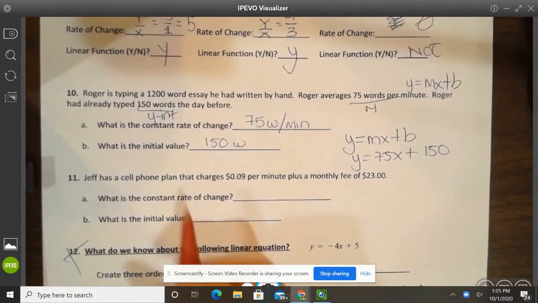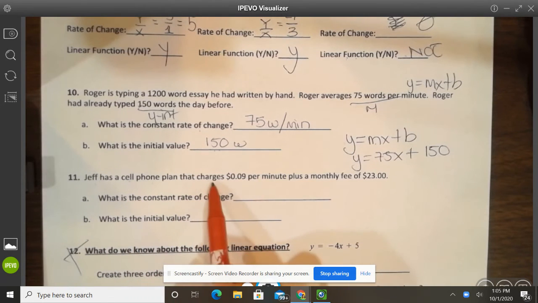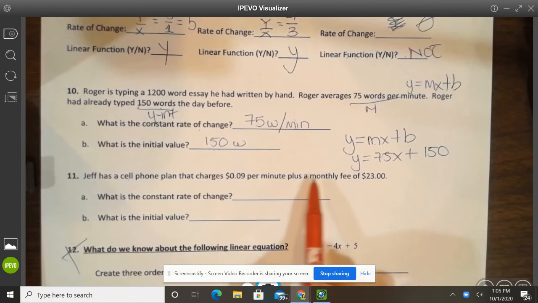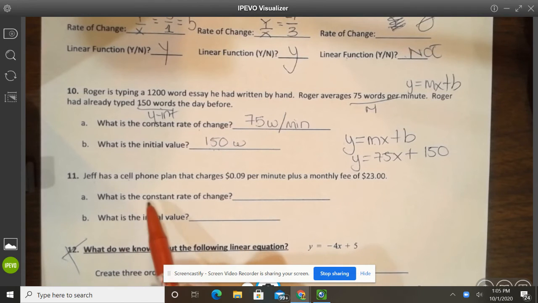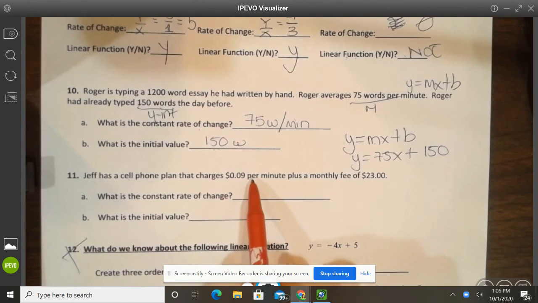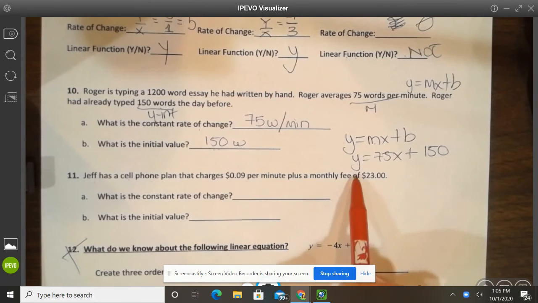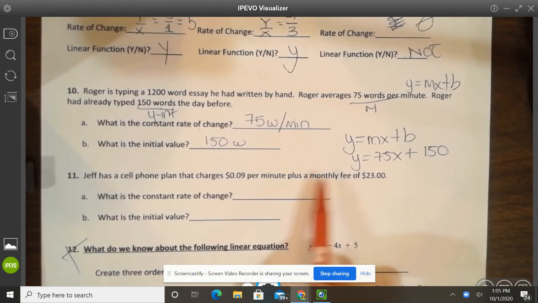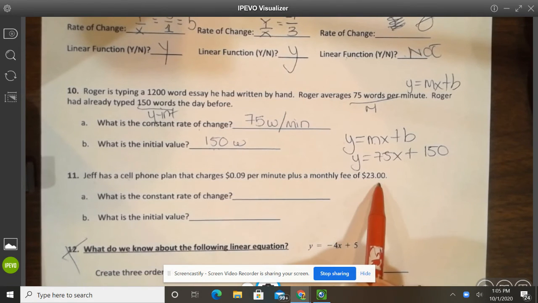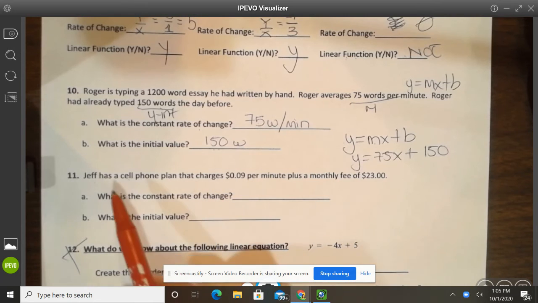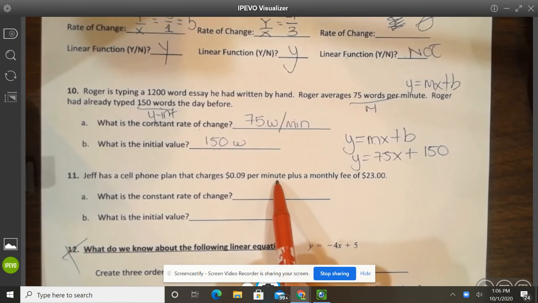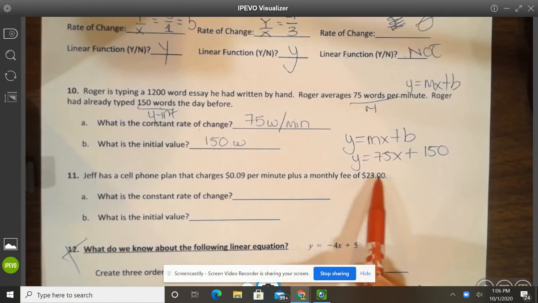Okay, let's do another one just in case. So it says Jeff has a cell phone plan that charges 9 cents per minute plus a monthly fee of $23. All right, so this one, it says, what is your constant rate of change? So your constant rate of change, it says it's this one. It's not the small one now, it's the big one, because this one is the one that they're charging monthly fee of 23. But let's read it again: has a cell phone plan that charges 9 cents per minute, but also has a monthly fee of 23.